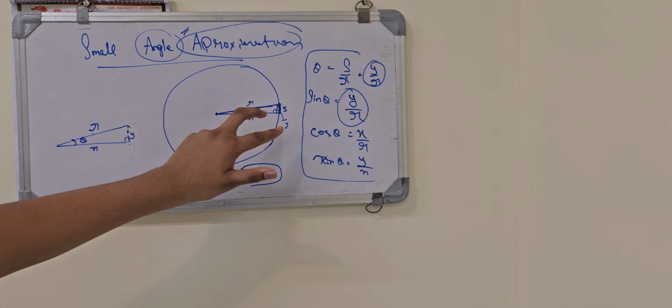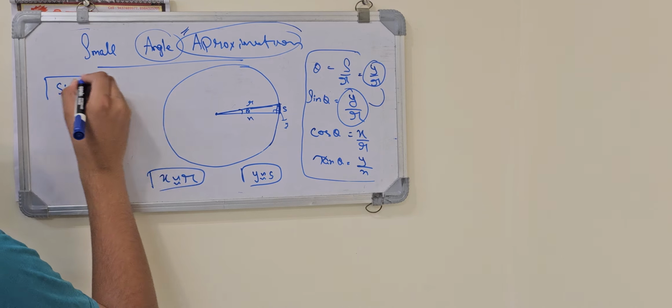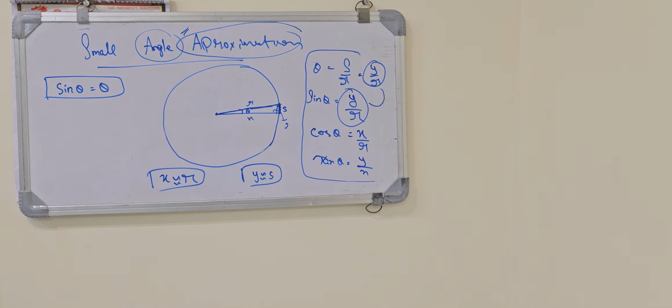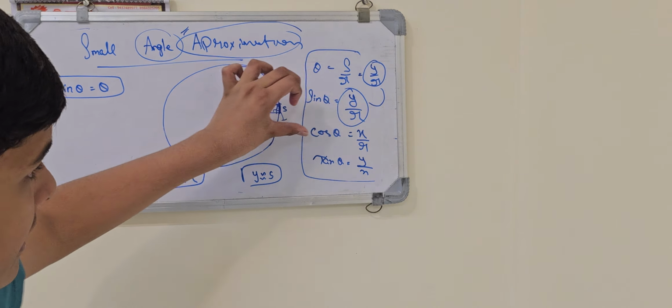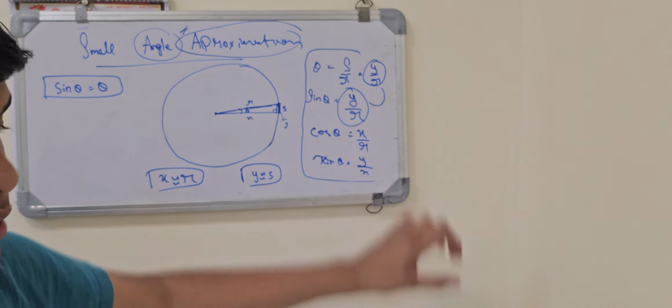So we get one observation. Listen carefully. Sin theta is equal to theta. First observation. Correct now? Sin theta is equal to y by r, theta is equal to y by r. So this data. Simple. Cos theta is equal to x by r.